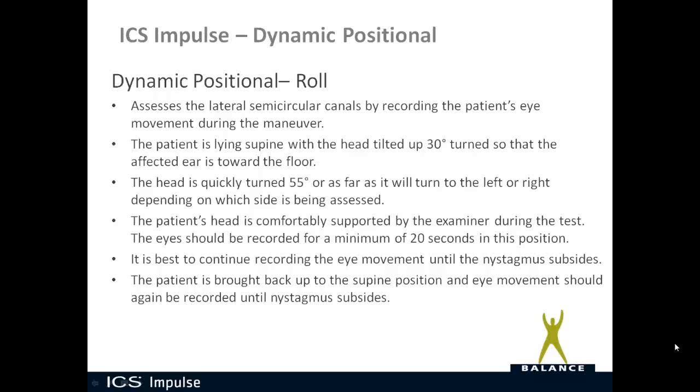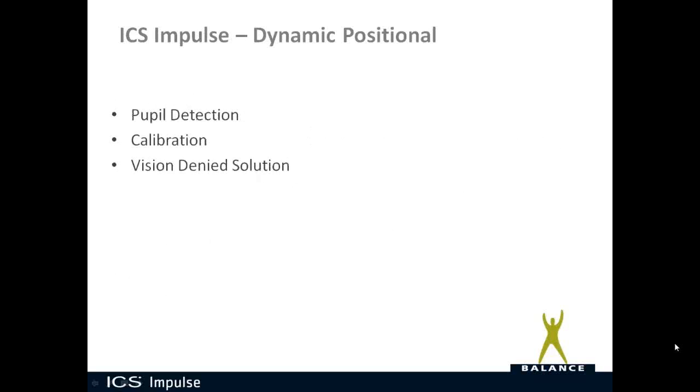The eyes should be recorded for a minimum of 20 seconds in this position. Again, it's best to continue recording until nystagmus subsides. Then the patient is brought back to the supine position, and the eye movement again should be recorded if any nystagmus is present until it subsides. Regarding pupil detection, calibration, or the vision denied solution, these are all covered in separate videos.